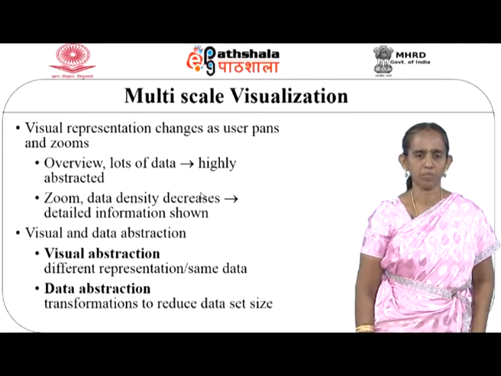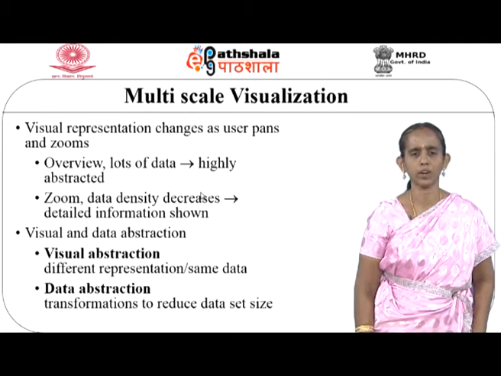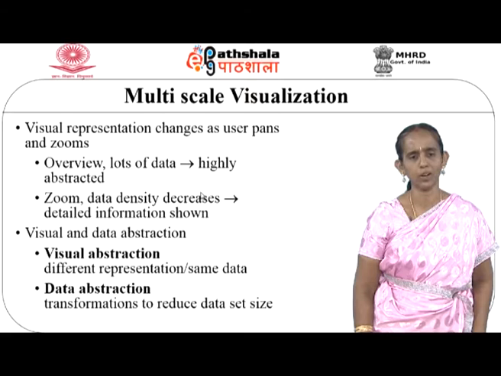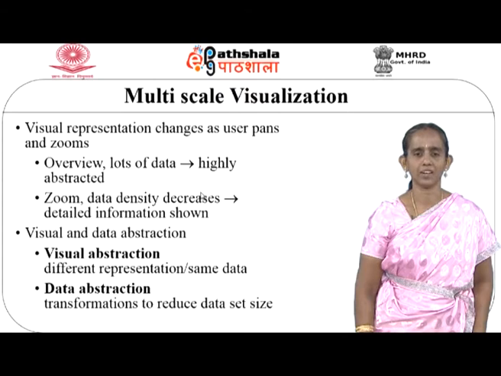There are two abstractions that are possible in multi-scale visualization. One is a visual abstraction, wherein the entire visual is represented in different formats, but it is the same data set which is supposed to produce the entire visual. The next one is a data abstraction, wherein transformations are applied to reduce the entire data set as such.